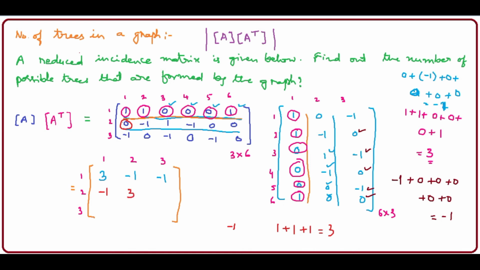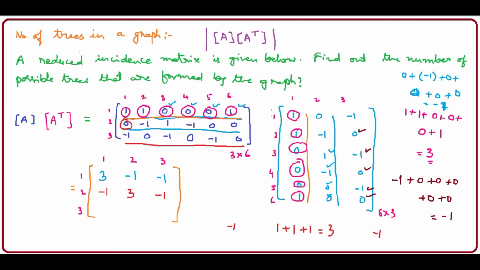So similarly, second row and third column, 0 into minus 1 is 0. So minus 1 into 0 is 0, 1 into minus 1 is minus 1, and minus 1 into 0 is 0, 0 into minus 1 is 0, 0 into 0 is 0. So it is minus 1. That's all. So this is for the second row. So for getting the third row, we need to follow this.